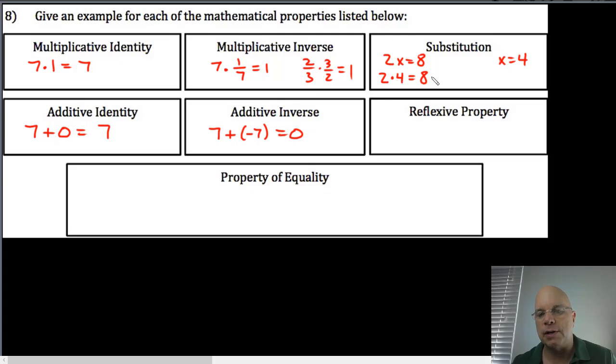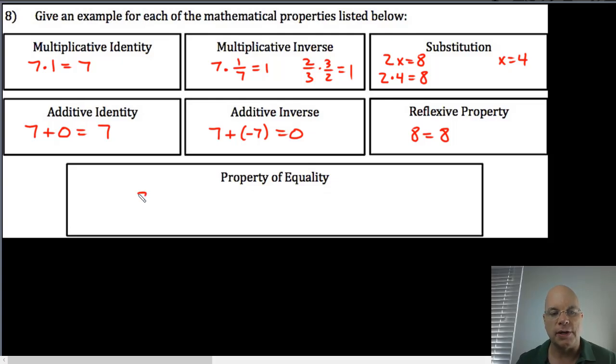The reflexive property would be like if I completed this and I find the product 2 times 4 is 8, and then I write this line 8 equals 8. That's the reflexive property. That's like 8 is looking at its reflection in a mirror. And that's how you can check that your variable value is correct, by substituting back into the original equation and then verifying that you do end up with the reflexive property.